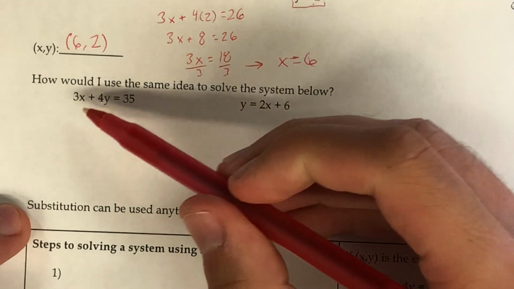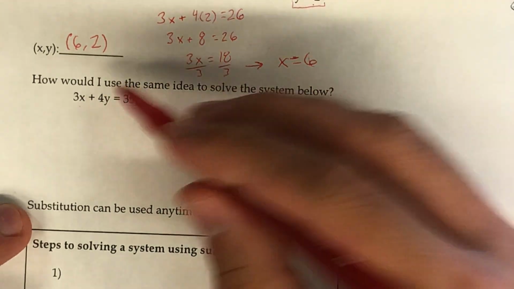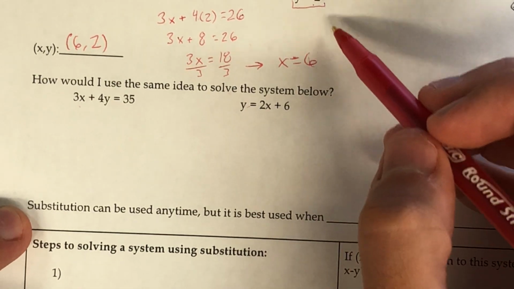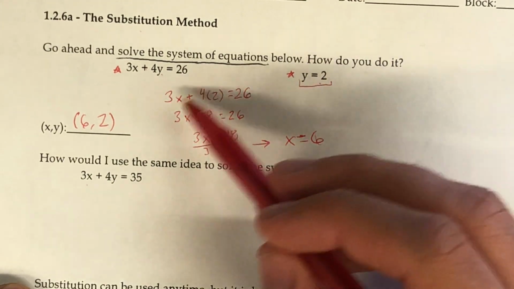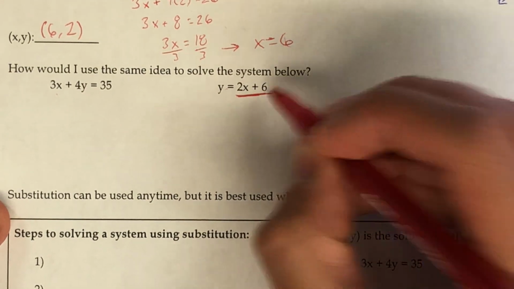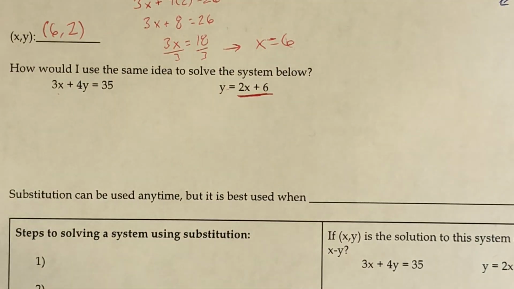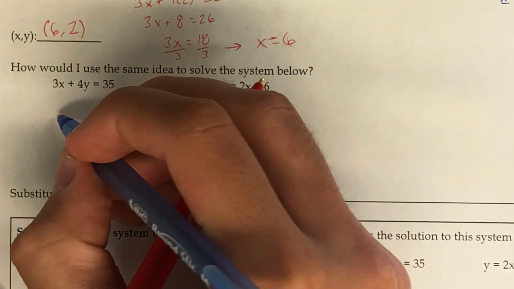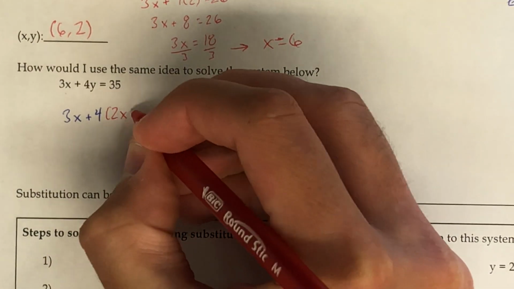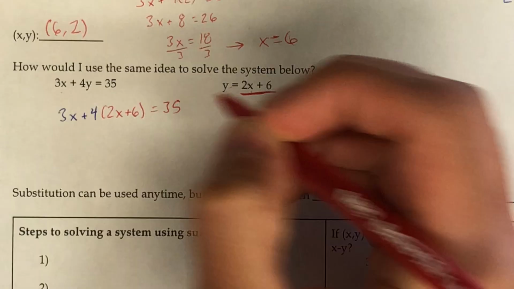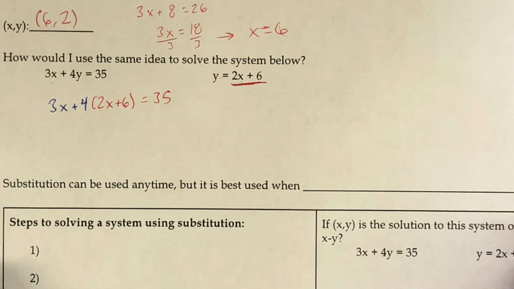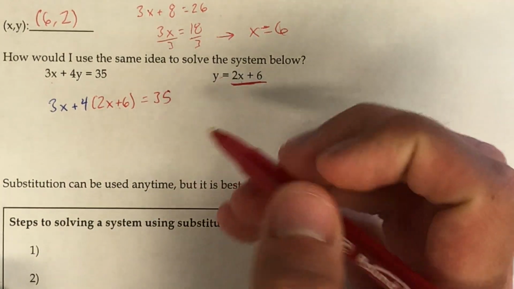With this system, we have 3x plus 4y equals 35. That's our first equation. And our second is y equals 2x plus 6. In the same way that in the previous one we substituted 2 for y into the first equation, in this case, we're told y is equivalent to 2x plus 6. So we can plug in that 2x plus 6 for y in the first equation. Now we have an equation with just one variable, with just x's, so we simplify and solve for x.